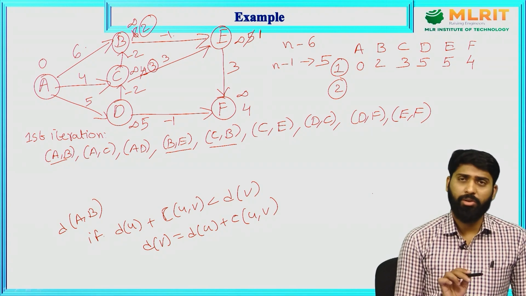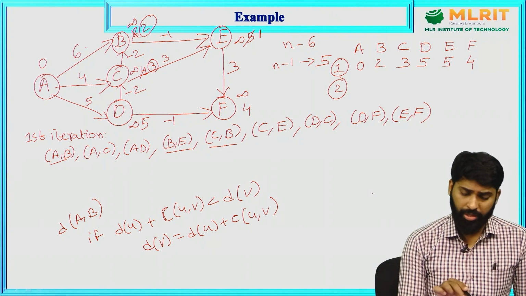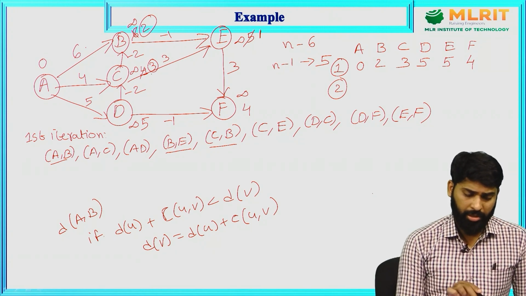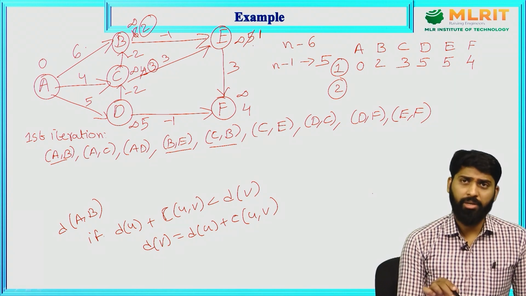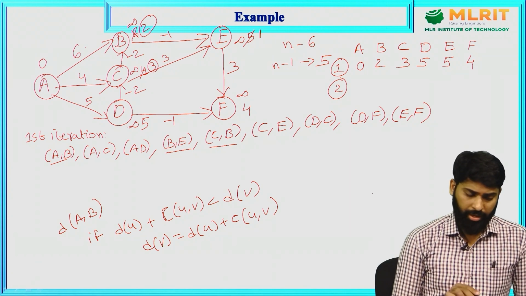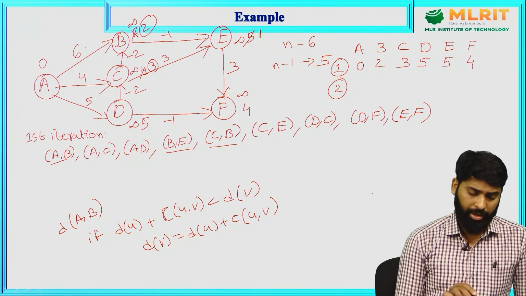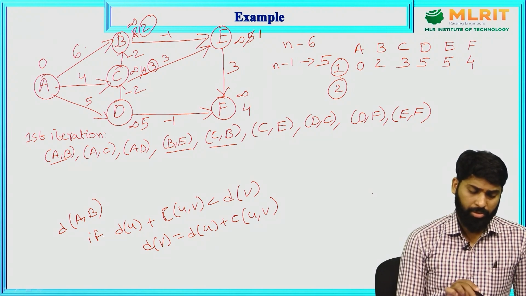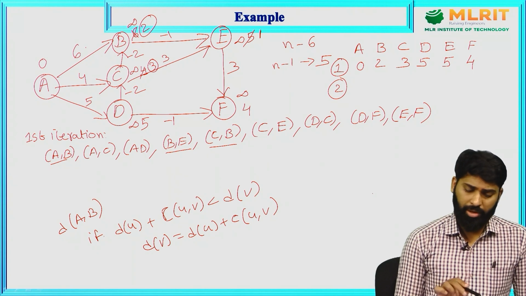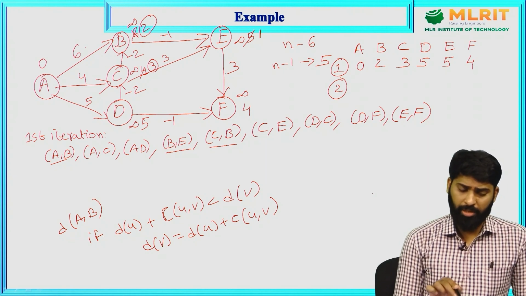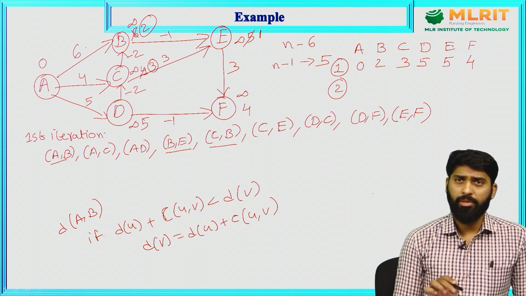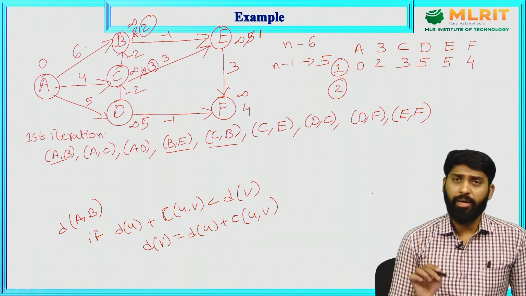False. So ignore. Next, C to E. C distance is 3. 3 plus 3 is 6. 6 less than 1? No. So ignore. Next, D to C. So 5 minus 2 is 3. So 3 less than 3? False. So E to F. Distance of E is 1. 1 plus 3 is 4. 4 less than 4? False. So ignore. Second iteration is over.